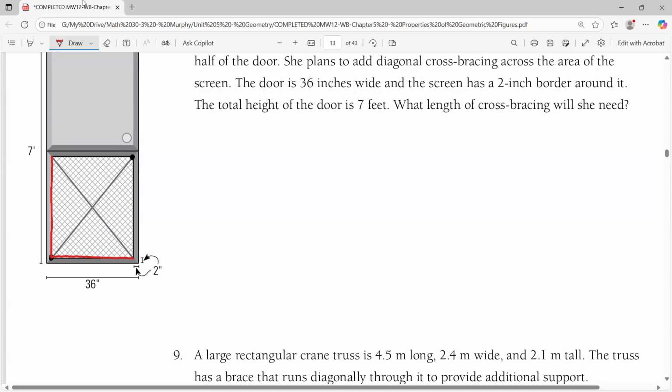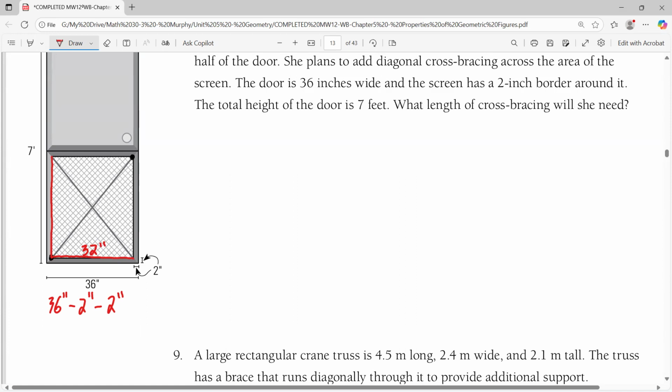Okay, so we've got to find these two lengths here. Now they aren't 36, right? There's 2-inch spacing on each end, which would mean that the bottom would be 36 inches minus 2 on the left-hand side, and then minus 2 on the right-hand side to get the red piece here. So that comes out to 32. So this is 32 inches across.